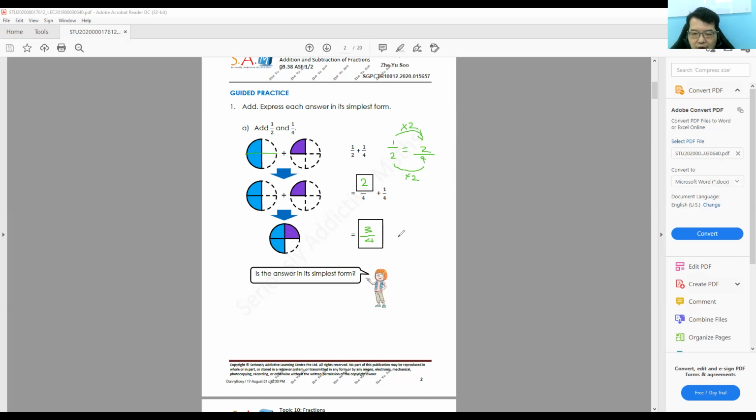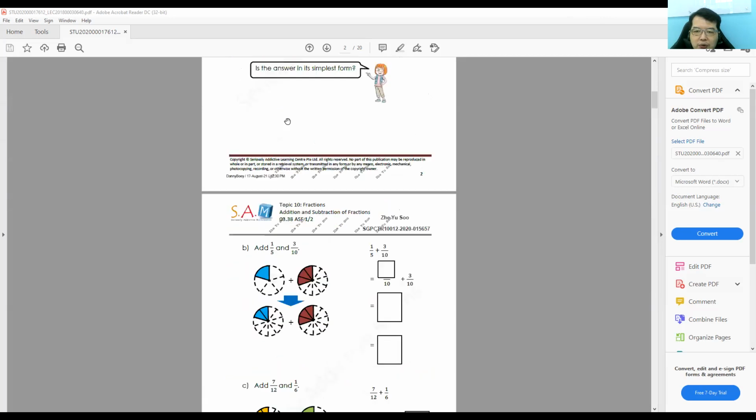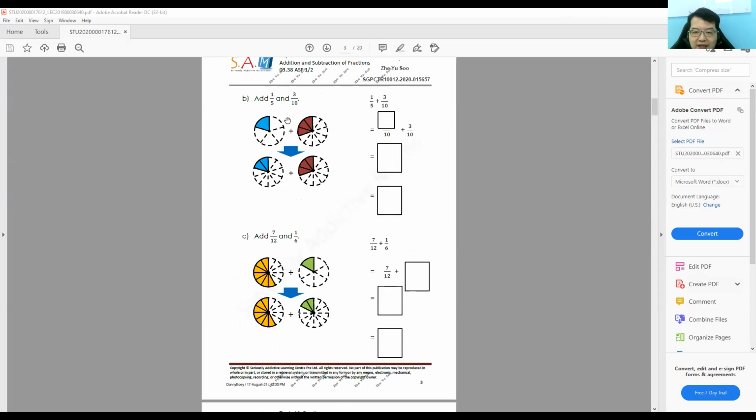Is this the simplest form? Can you simplify 3 out of 4 into a simpler fraction? No, you can't, because it cannot be divided by the same number. All right, let's move on to the next question. And I would like you to do these questions on your own. So please do B and C. Okay, you may pause the video now. Once you're done, play the video again and I will show you the answer.